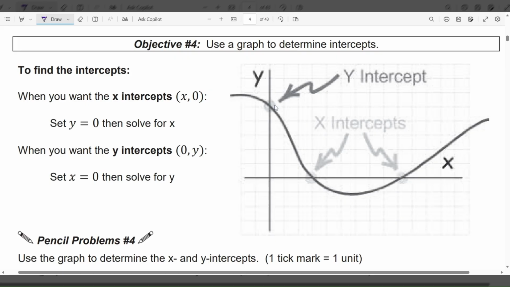The y-intercept is where it crosses the y-axis. That's why your x equals 0. And your x-intercept is where it crosses your x-axis. And that's why your y equals 0.